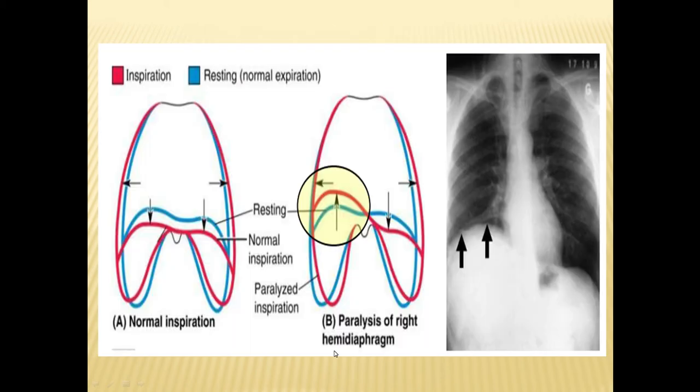So you can see the slide over here. Red means inspiration. This sky blue means expiration, that is a resting phase. So during inspiration the diaphragm has to move down, but it happens the opposite, and that is the paralysis. Of which side? The right side. The X-ray is showing the same thing.